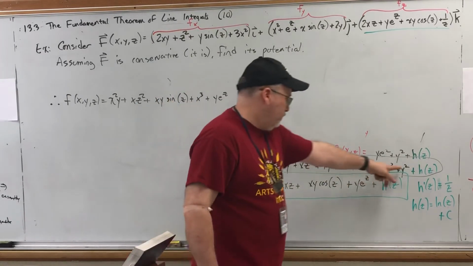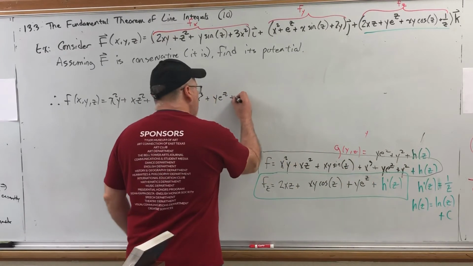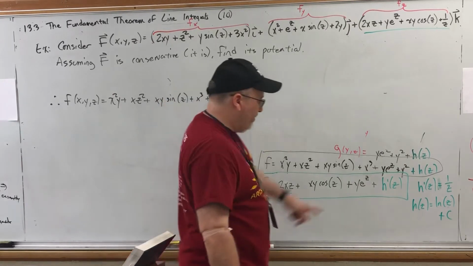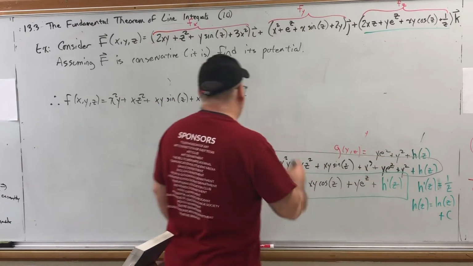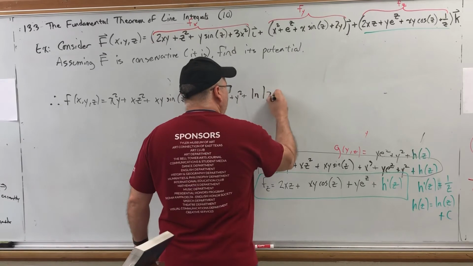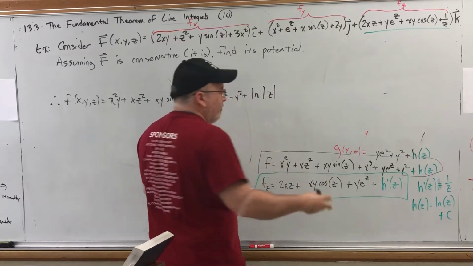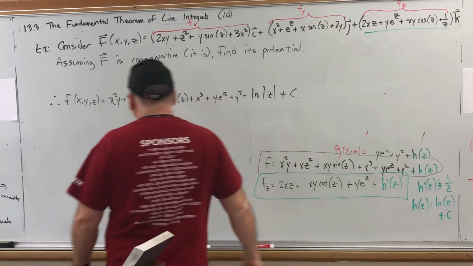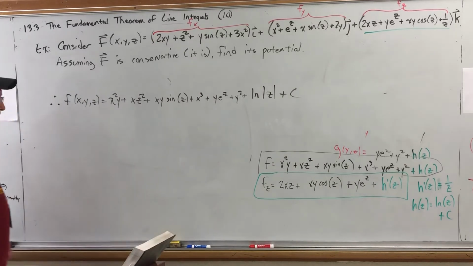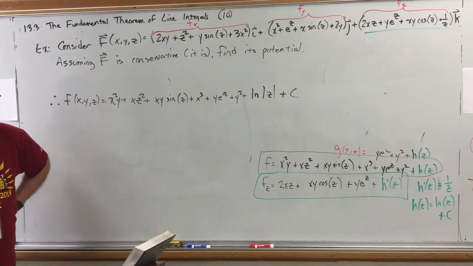I was right here, plus y squared, plus h of z, which was the natural log of z. I'll go ahead and put it in absolute values, technically it should be, plus some constant. Now that seemed like a lot of work to recover the potential, but imagine doing the line integral without it.